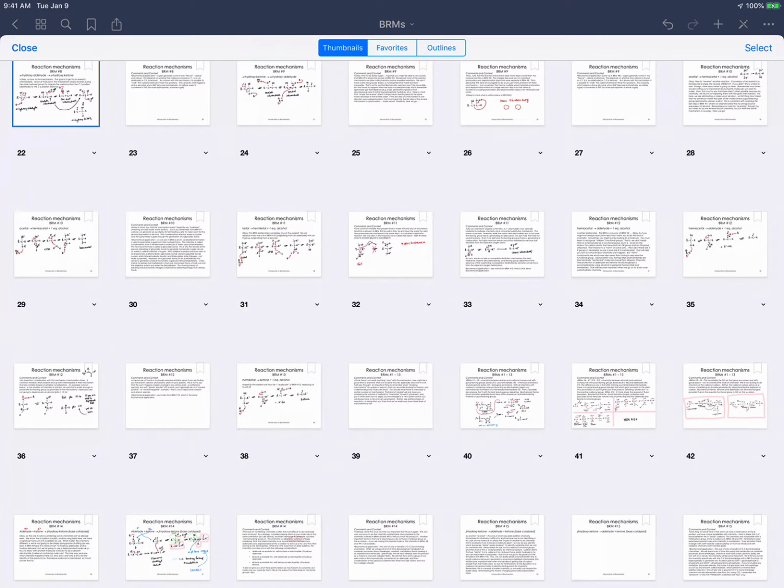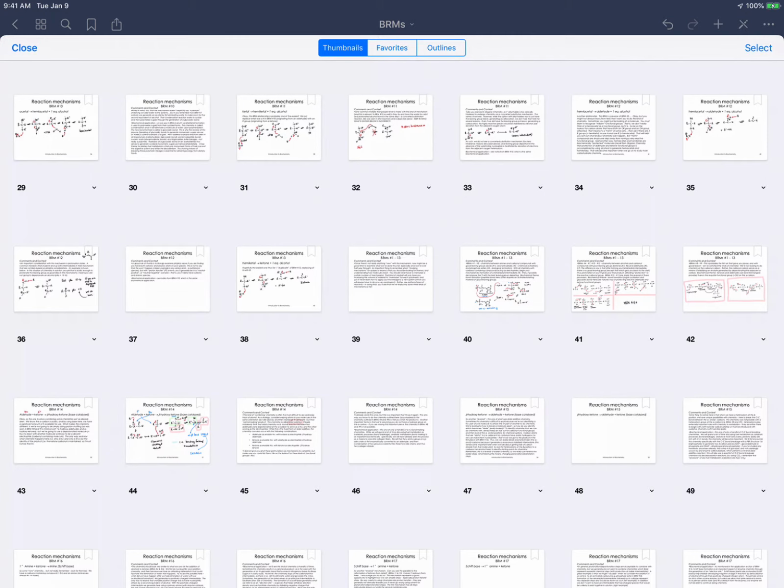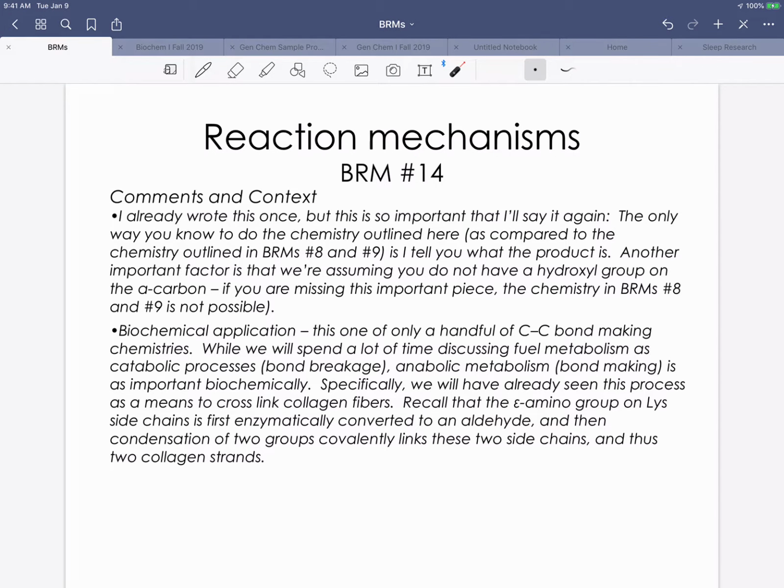All right, so coming back here to finish out the notes on this mechanism. Again, biochemically, what's the application that we have here? There's lots of carbon-carbon bond forming chemistries. This is an important one that we're going to see. Again, we're going to spend a lot of time discussing fuel metabolism as either catabolic processes, meaning we're breaking things down, making smaller molecules, or anabolic. We're going to be doing some bond making. So this type of carbon-carbon bond forming chemistry is going to be really important.